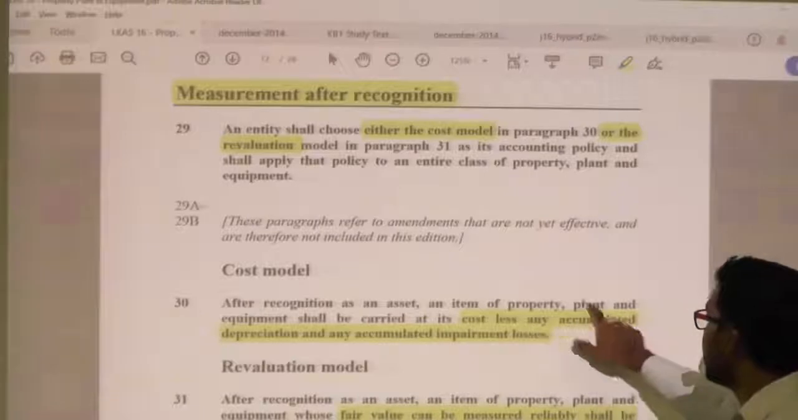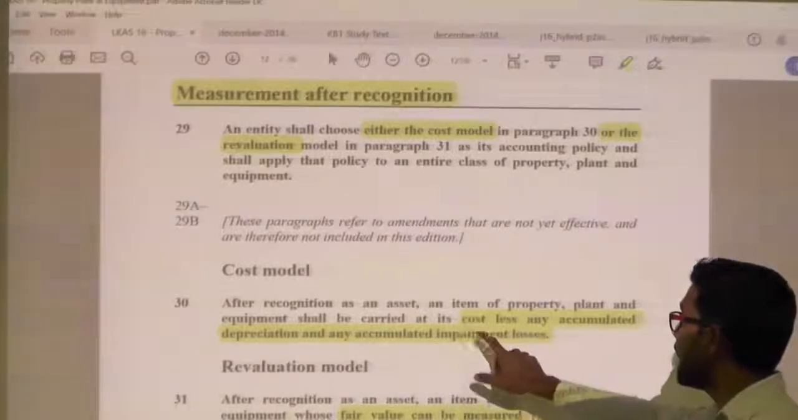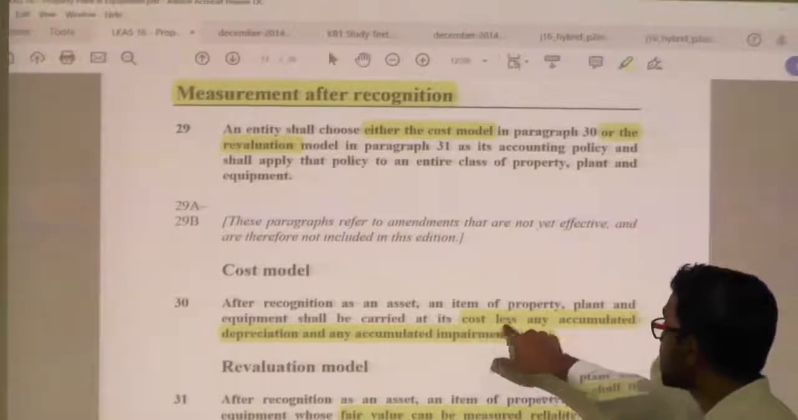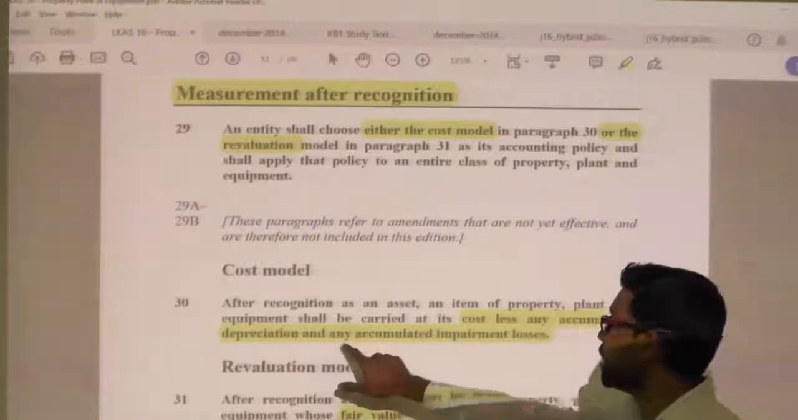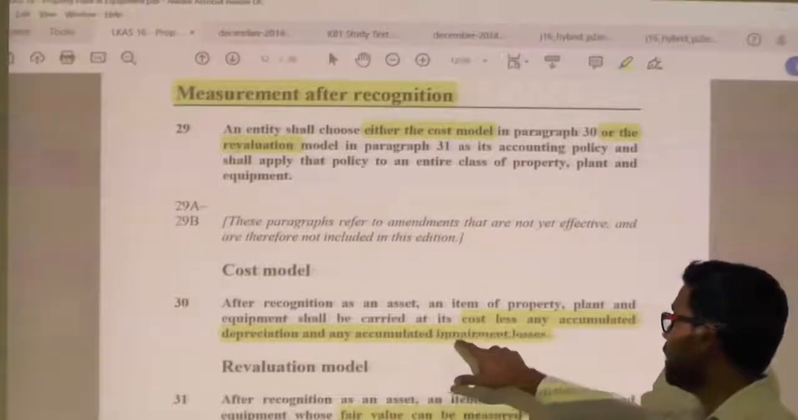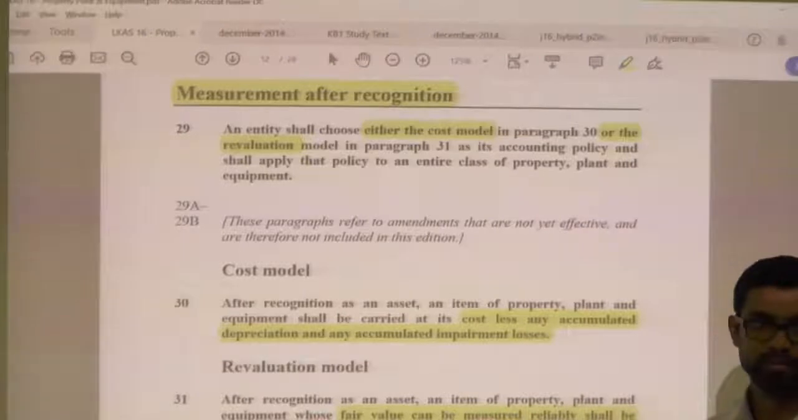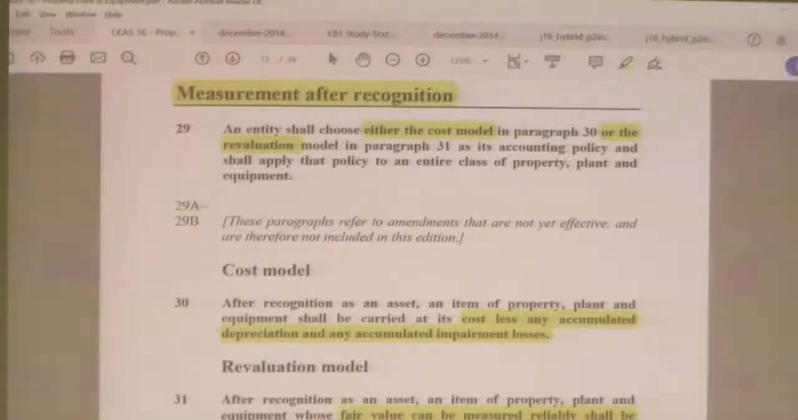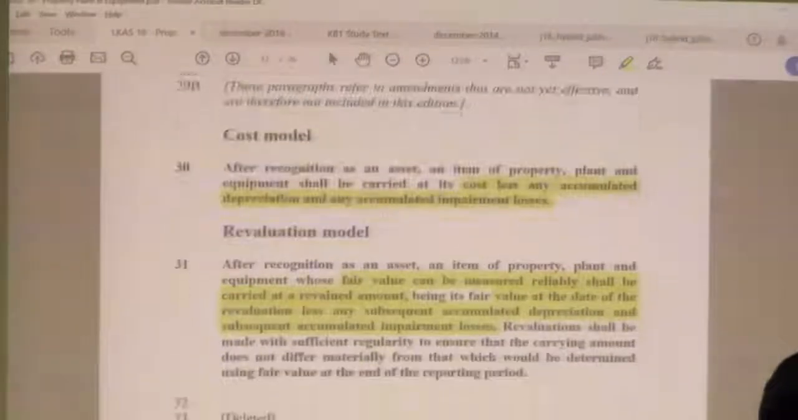An item of property, plant and equipment shall be carried at cost less accumulated depreciation and any impairment, if there is any. Cost minus accumulated depreciation, and it is subject to what? Impairment, if there is any. That is the cost model, which I have explained on the board.